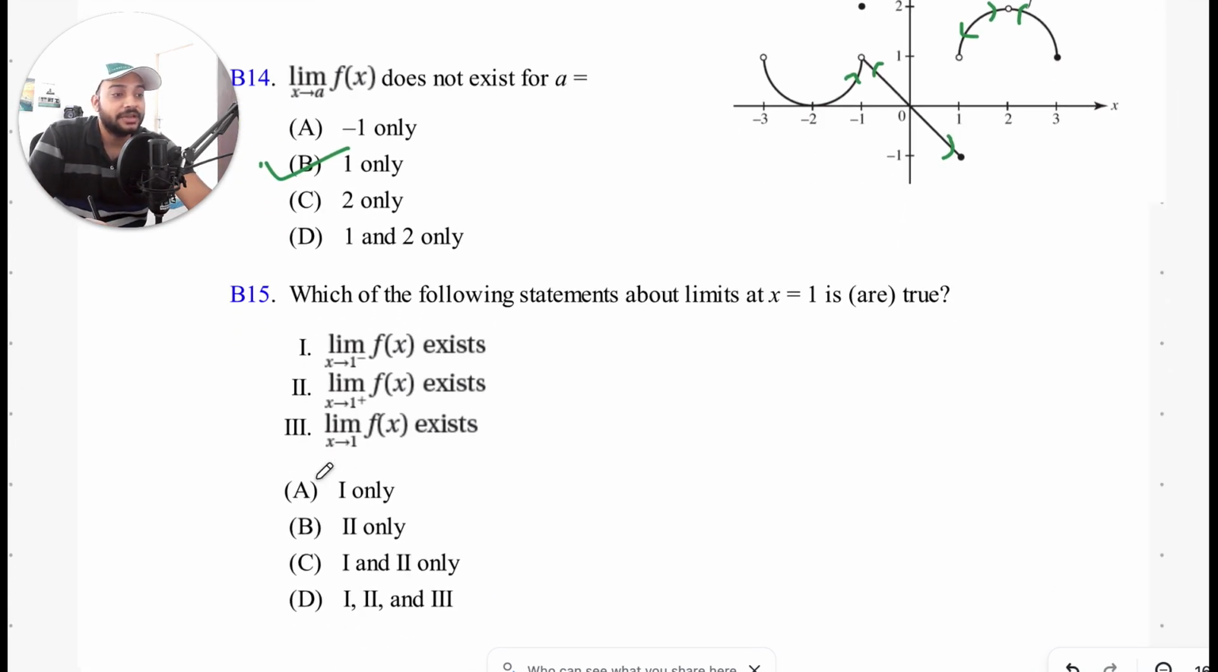B15. Which of the following statements about limits at x is equal to 1 is or are true? Okay. So 1 minus exists. 1 plus exists. 1 does not exist. So 1 and 2 are only correct. Okay. The statements 1 and 2 are correct.